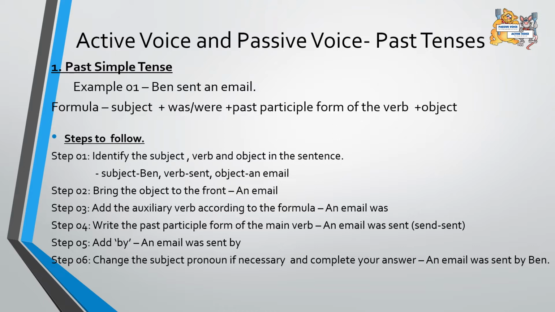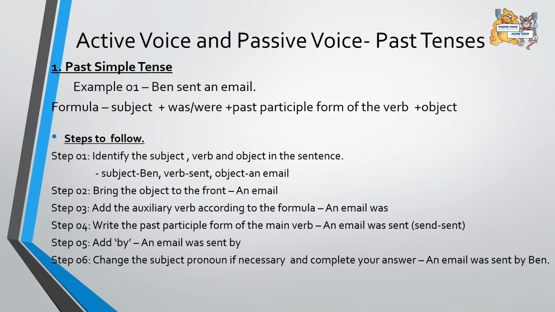Step 1. Identify the subject, verb and the object in the sentence. The subject is Ben, the verb is sent, the object is an email. Step 2. Bring the object to the front, that is an email. Step 3. Add the auxiliary verb according to the formula. An email is a singular noun, therefore we select the auxiliary verb was from the formula.